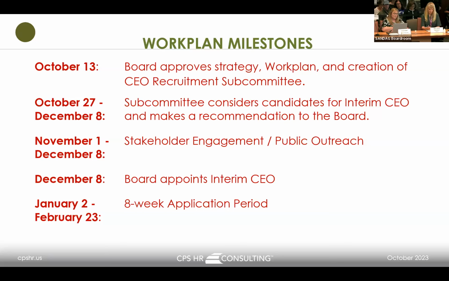You will note that we have blocked out November 1st through December 8th, more than a 30-day process, to do that stakeholder engagement and public outreach period. It took us about a month last time. That included meetings in all of the subregions. We met personally with many staff, policy advisors, et cetera. Then when the subcommittee reviews all that stakeholder feedback, we will finalize the candidate profile and the job description, and that would then be approved at the end of December, on December 22nd.